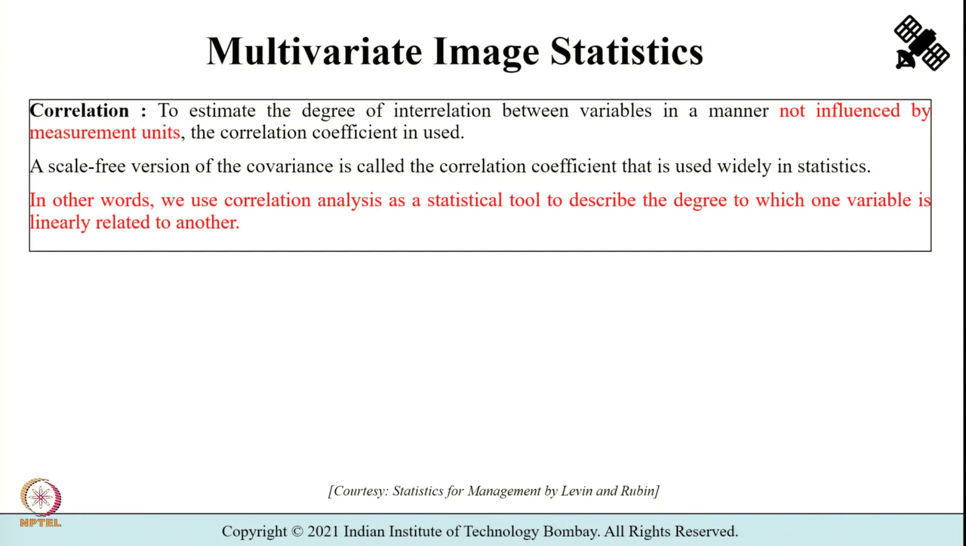And we also use correlation analysis as a statistical tool to describe the degree to which one variable is linearly related to another. Please focus on the terminologies I am using. Correlation as a scale-free version of covariance, we use it as a statistical tool to describe the degree, the strength, the degree to which one variable is related to the other.